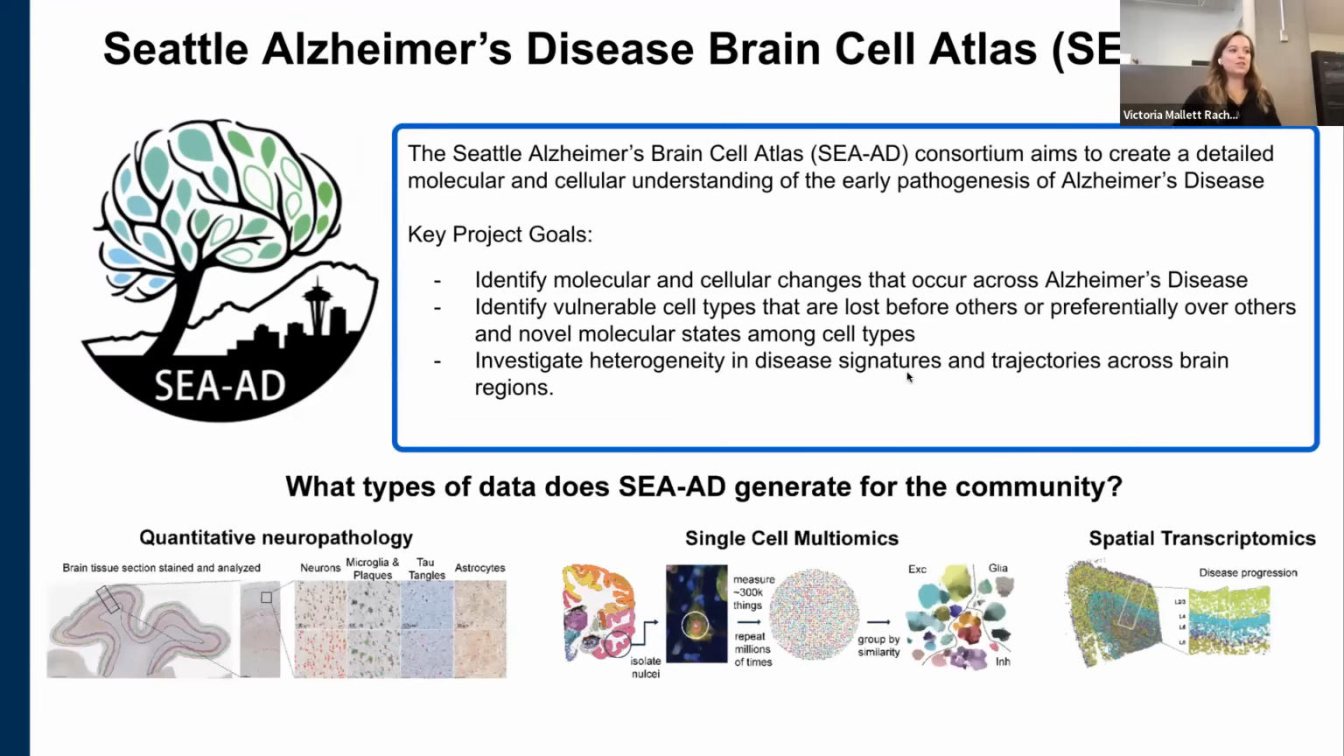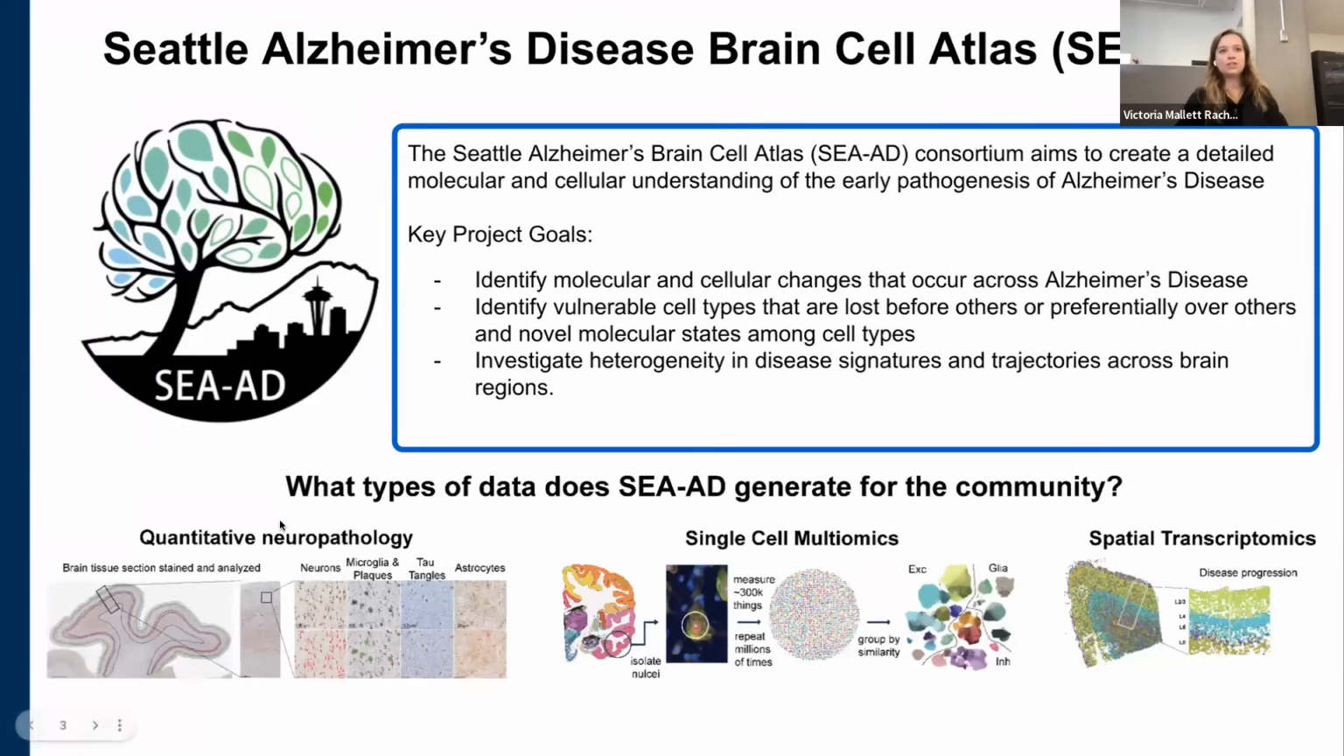Because of the context of this talk, I'm going to try to focus on what we do and how we do it, but mainly what we're sharing and how you guys can interact with all of these awesome data sets. So what types of data does CAD generate? There are three major categories, the first of which is quantitative neuropathology. This happens over at the University of Washington side, and this is tissue processed following rapid autopsy, which is subsequently stained and analyzed.